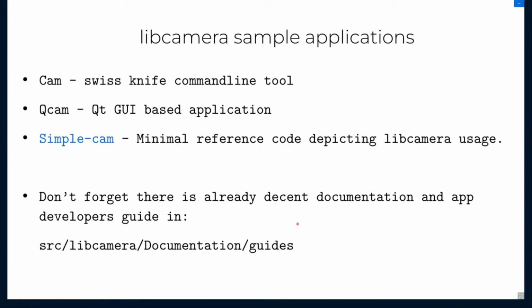Among the Libcamera sample applications, we have the cam utility, which is a Swiss army knife. It's a testing tool. It has all the configuration options. We have QCam, a Qt-based GUI application. We also have simple cam if you just want to read minimal reference code as we did just now. You can look at simple cam and try running it. It's over-commented, so you will have a good grasp on how to write an application with Libcamera. There is decent documentation and an app developers guide in the tree itself. You can also look into that.